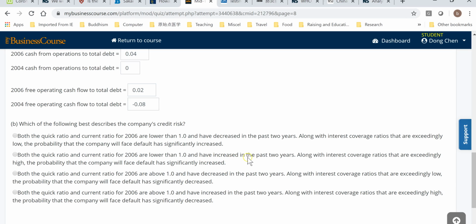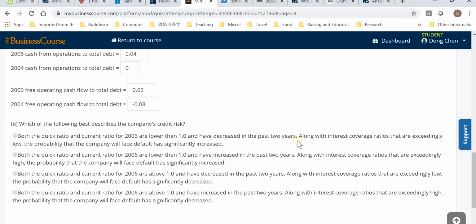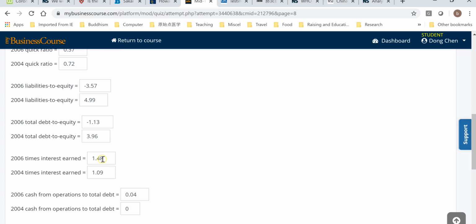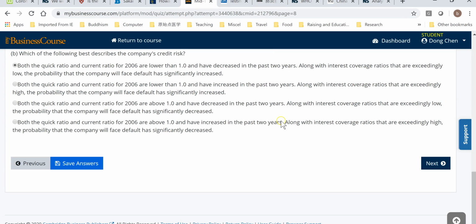The second one says they have increased in the past 2 years. Simply by this statement, we can rule out the second one because we have observed that these two ratios have decreased over the past 2 years. And we further look at interest coverage ratios that are exceedingly low. What's the interest coverage ratio? That's basically the same as the times interest earned, another name for the interest coverage ratio. In this case, it's a bit low. Even though it's higher than 1, generally this should be greater than 2, but it turns out to be smaller than 2. The probability that the company will face default has significantly increased. That seems to be the case. So we choose this choice.